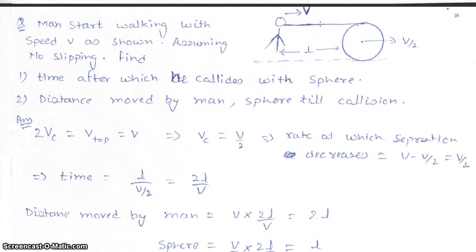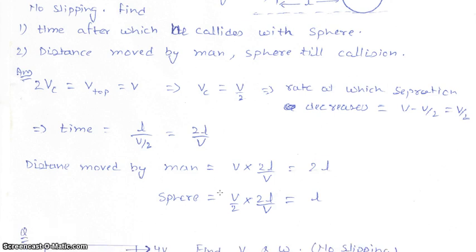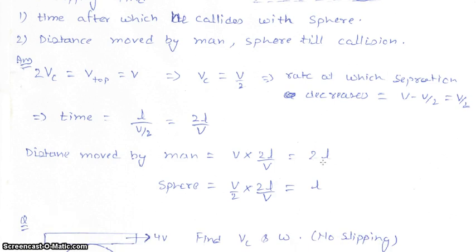So if the man is moving or the plank is moving with v, center will be moving with v by 2. So the relative velocity between them will be v by 2, and the separation is decreasing at that rate. So the time taken will be L divided by v by 2, and the distance moved by man will be, it is moving with speed v for this much time, 2L by v. So when we multiply time by speed, we get the man moved a distance 2L and the sphere moved a distance L.